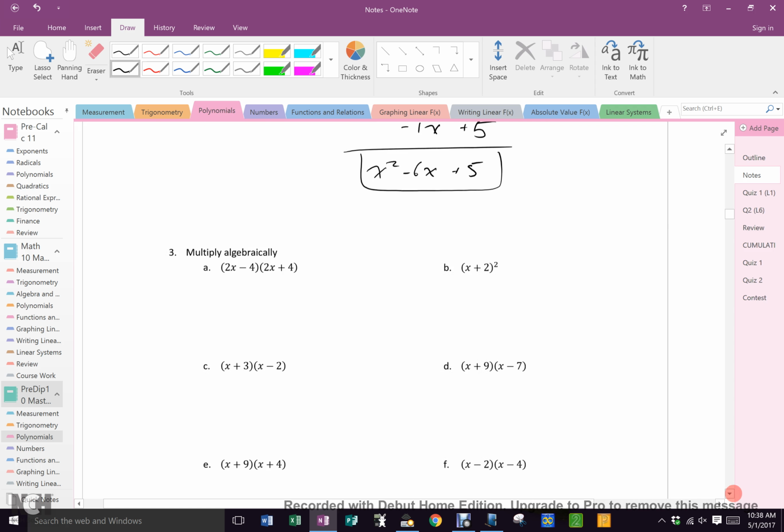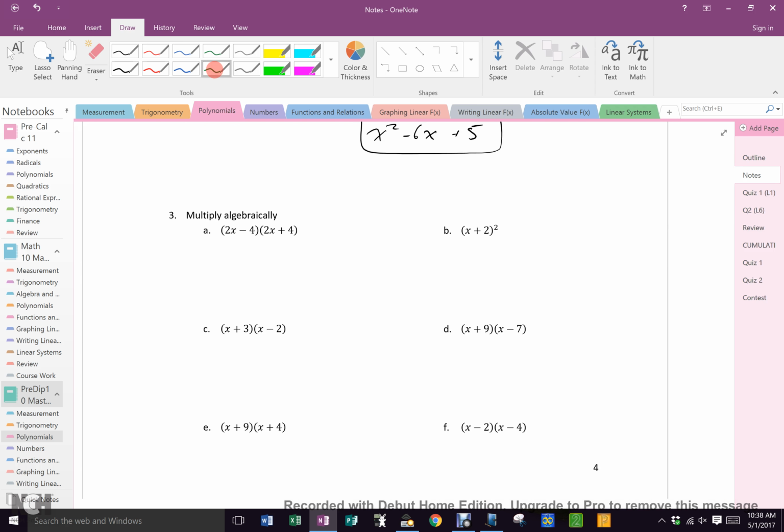So, multiply algebraically: 4x squared plus 8x minus 8x minus 16. 4x squared minus 16.